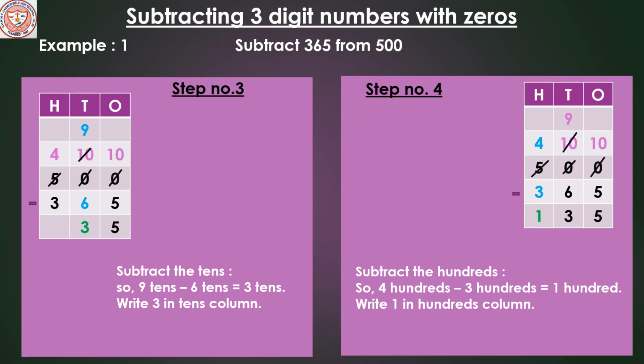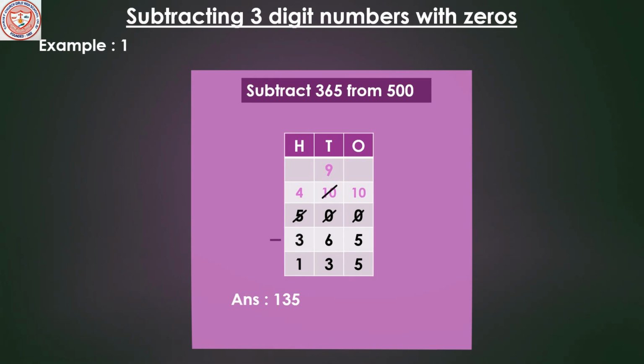Finally, we got the answer. And the answer is 500 minus 365 is equal to 135.